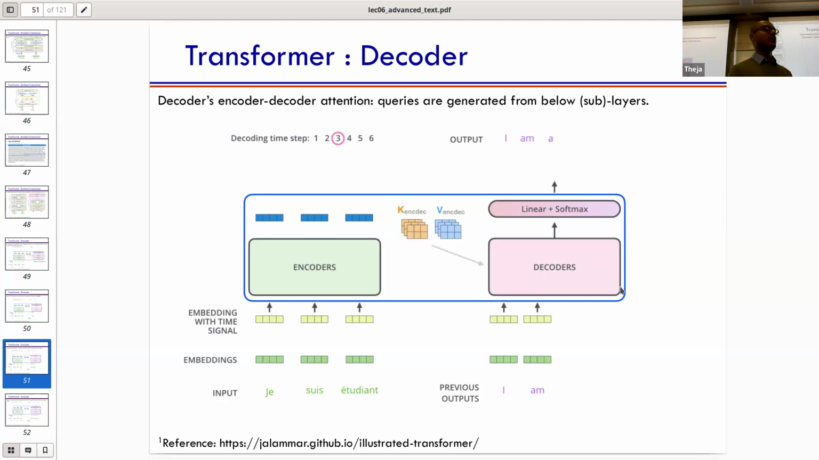Any questions here for encoding or decoding? Sorry.